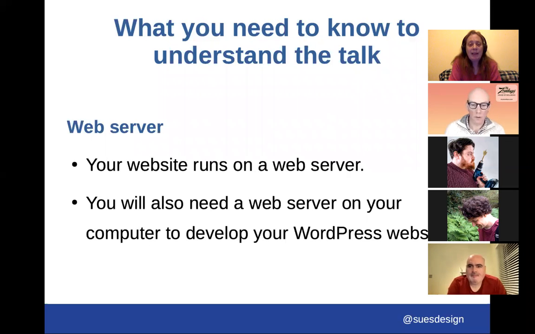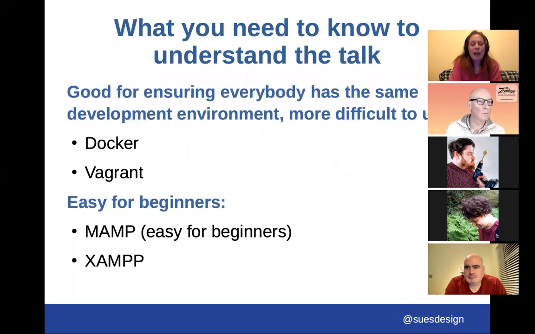Now, your website, if you've got one, runs on a web server. If you've got a web hosting plan, in order to do development, you're also going to need to have a web server on your computer where you can develop your WordPress website. So in order to set that up, professionals will use things like Docker and Vagrant. So you may hear those in talks. It makes sure everybody's the same development environment, but really easy for beginners if you're just working on your own sites, MAMP or XAMPP, which you can just download, and they're free. All of these are free.